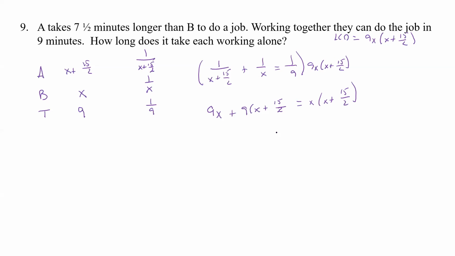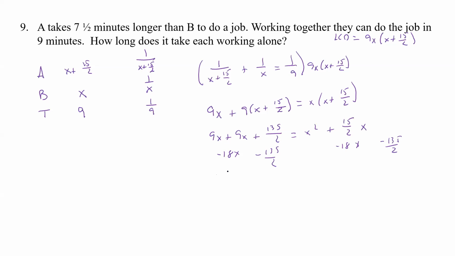All right, so now what we have to do is we have to distribute, and we forgot our parentheses there. So now we have 9x plus, and then we distribute, that's 9x plus. Now 15 times 9 is going to be 135 over 2. And so then we have here x squared plus 15 halves x. Okay, so this is 18x. So if we subtract 18x, and this is subtract 135 over 2.